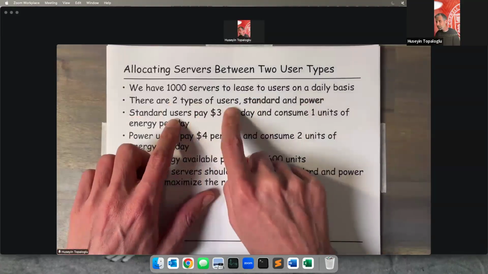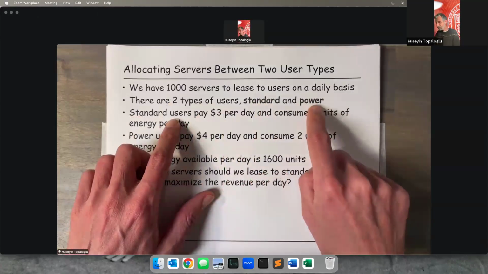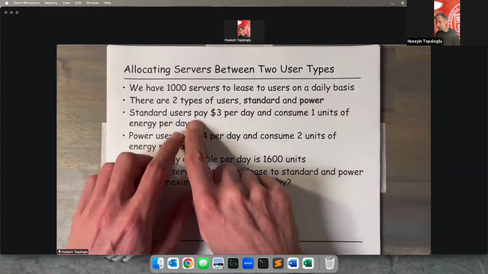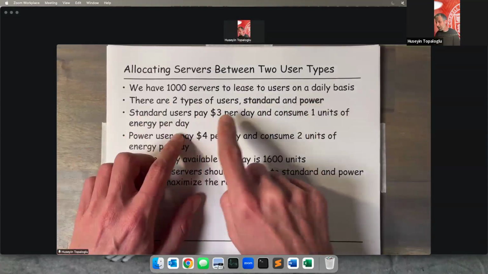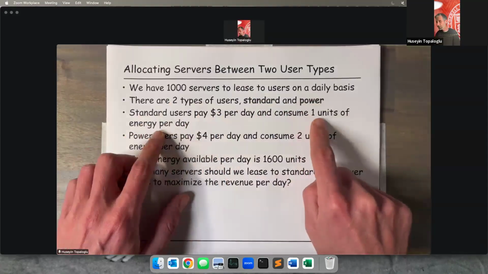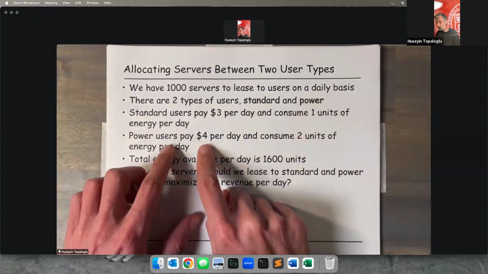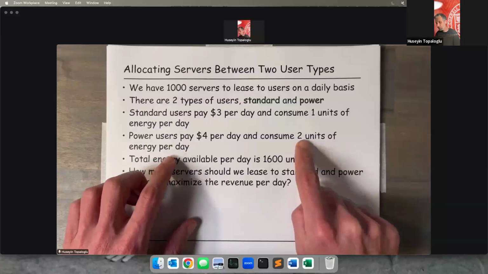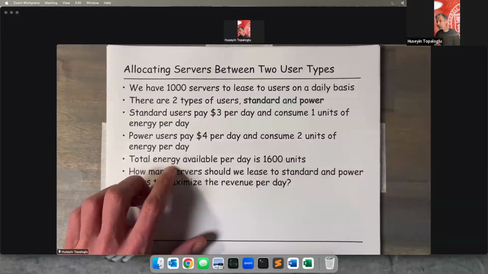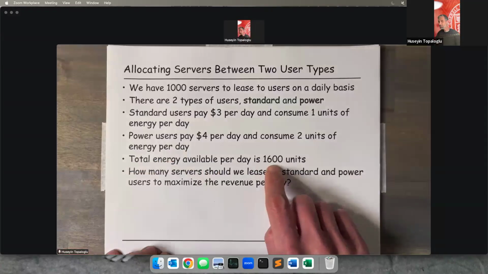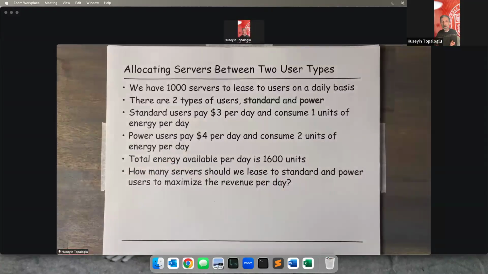And there are two types of users that come and lease servers from us: standard users and power users. Each standard user pays $3 per day, and each standard user consumes 1 unit of energy per day. And each power user pays $4 per day, and each power user consumes 2 units of energy per day. And the total energy available per day is 1,600 units. And the question we're interested in is how many servers we should be leasing to standard users and power users so that we maximize the revenue that we collect per day.